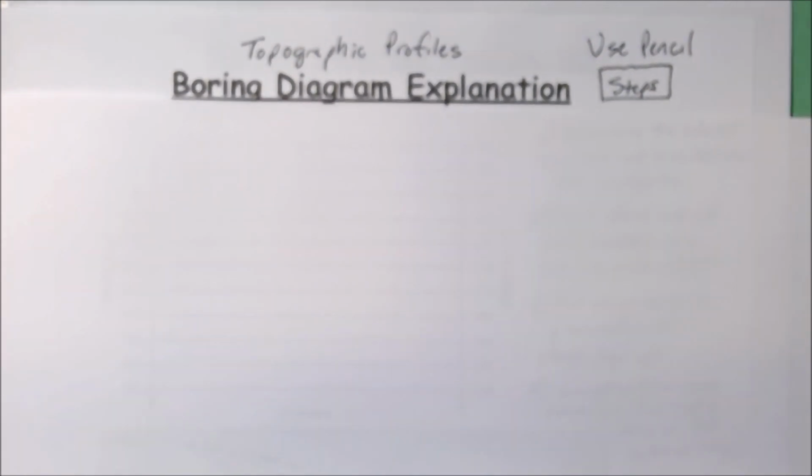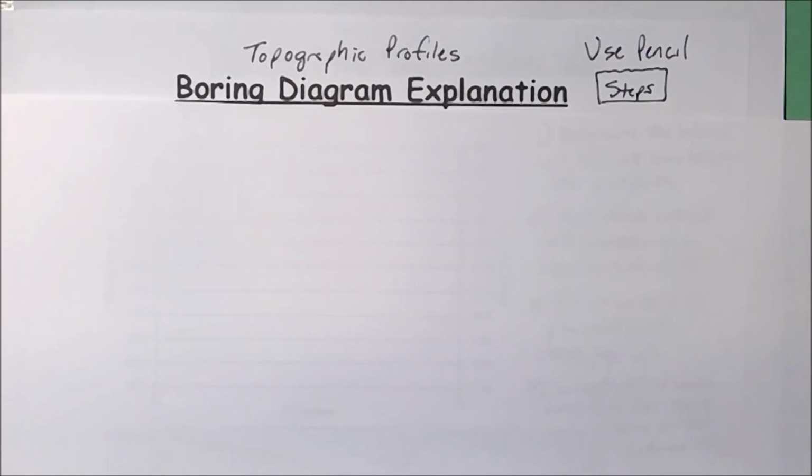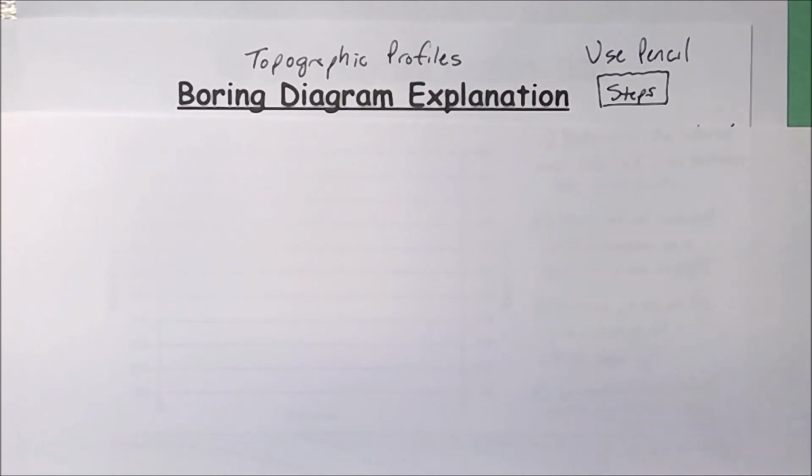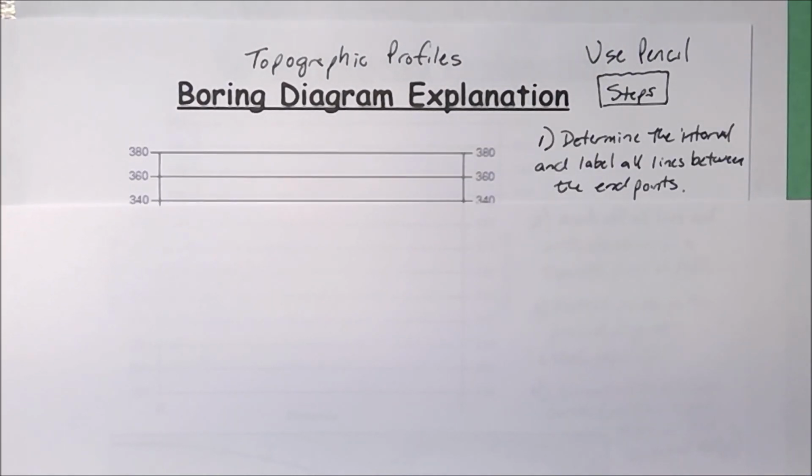When you look at this, you'll see that the first thing is you'll always use pencil. You've got to use a pencil. You're also going to need some scrap paper while you are making your profile. At the beginning, we're going to look at the map, and you have to determine the contour interval. If it's given to you, that's great. If not, you're going to have to find the interval based on the lines they've given you. And you should really label all the lines between the endpoints that you're given.